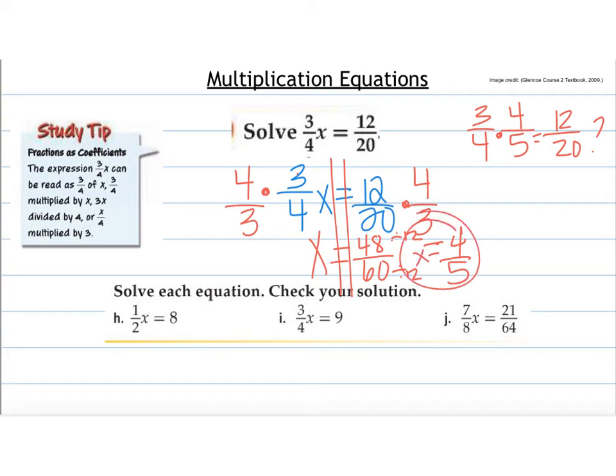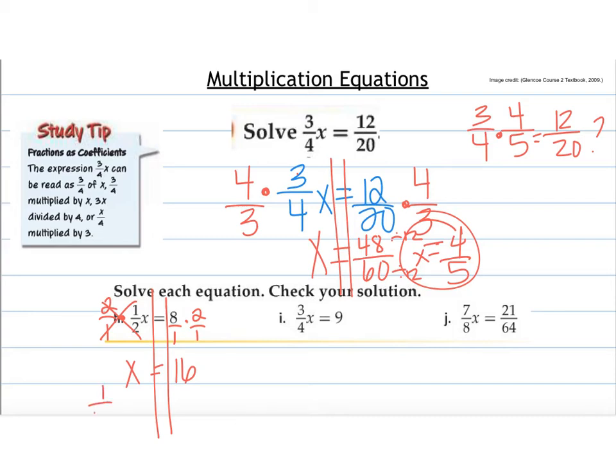All right, you try these on your own if you feel ready, or watch me do another one and then go from there. So 1/2 x equals 8. I'm going to multiply times the multiplicative inverse on both sides. So times 2 over 1. And if I have a whole number, I'm going to put it over 1 as well. That cancels out, so I have x equals 16 over 1, which is just 16.